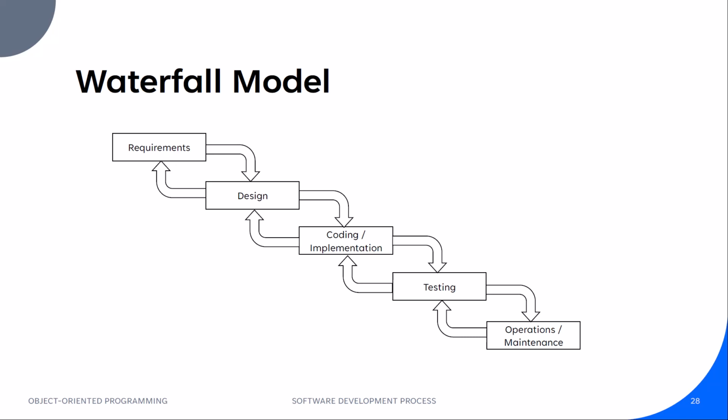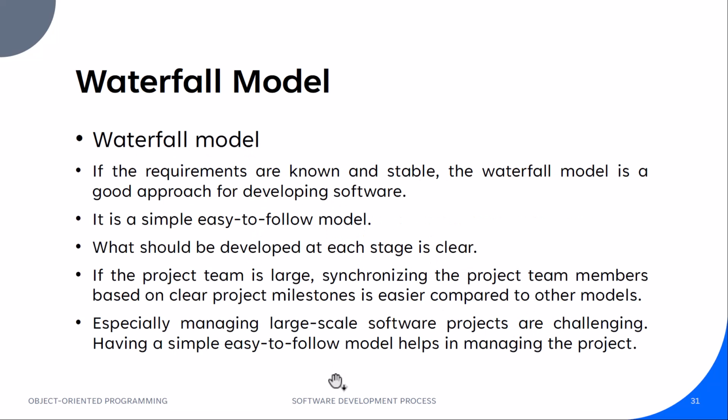But let's assume that the requirements are stable and known, then we may just develop the software in one phase or with a limited or smaller number of feedback loops. Then the process becomes quite efficient. And also, it's a simple, easy to follow model. What should be developed at each stage is clear.